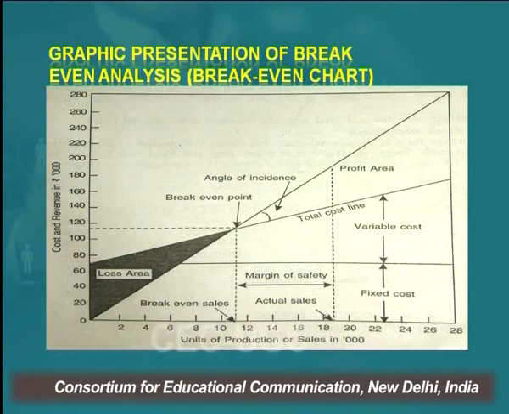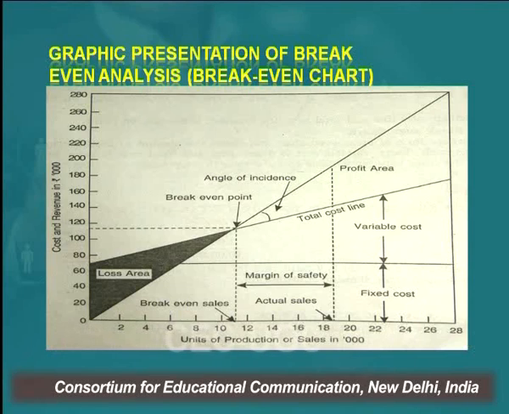So the total cost line is one which consists of fixed cost plus variable cost. Total fixed cost is constant. So to the total fixed cost you add the variable cost, and you get the total cost line. Then sales units multiplied by selling price gives the line called the revenue line or sales line. So we have two important lines. For the time being, I am ignoring the fixed cost line. Now you have two important lines: one is the cost line, the other is the sales line.